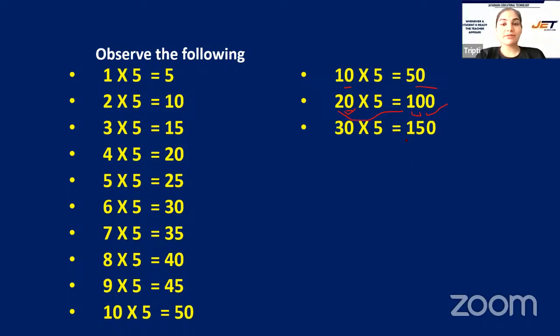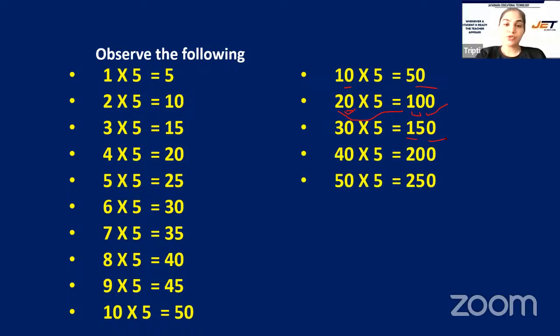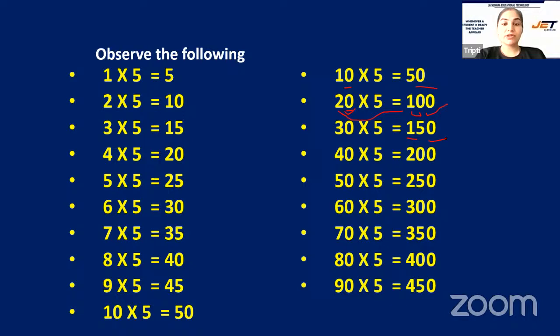30 times 5, 3 times 5 is 15. 1 0, it's here. 40 times 5, 200. 50 times 5, 250. 60 times 5, 300. 70 times 5, 350. 80 times 5, 400.